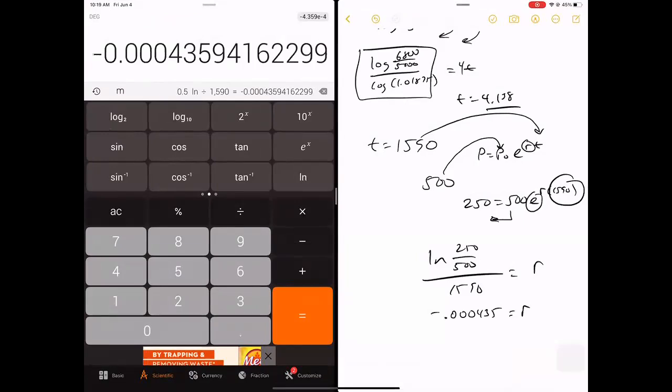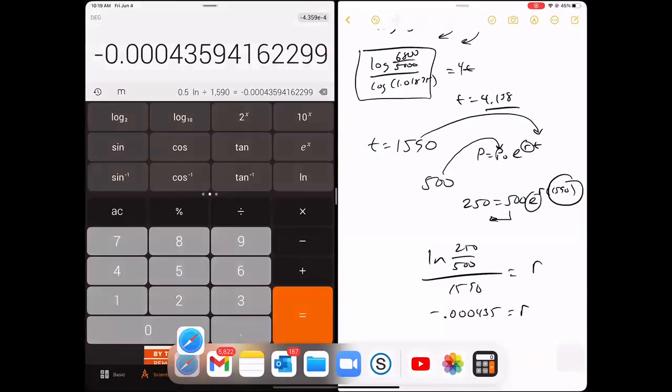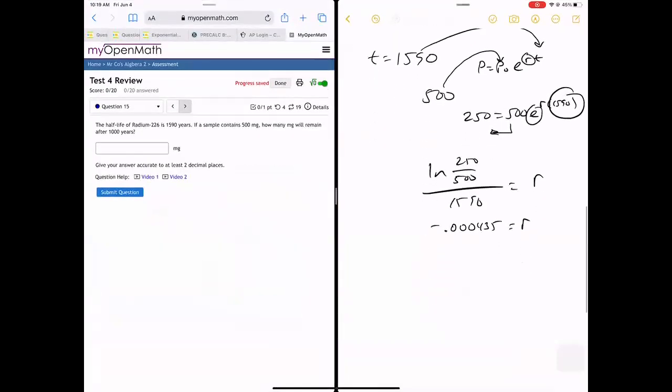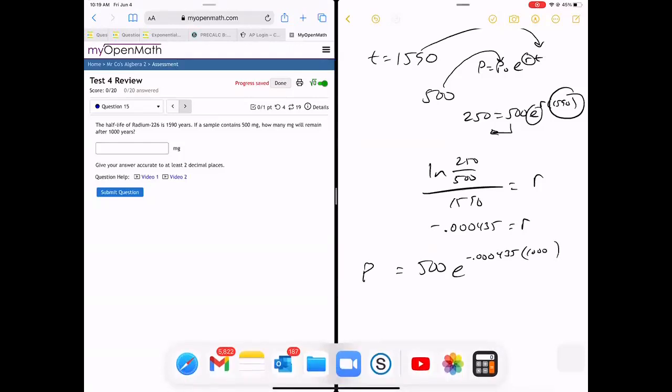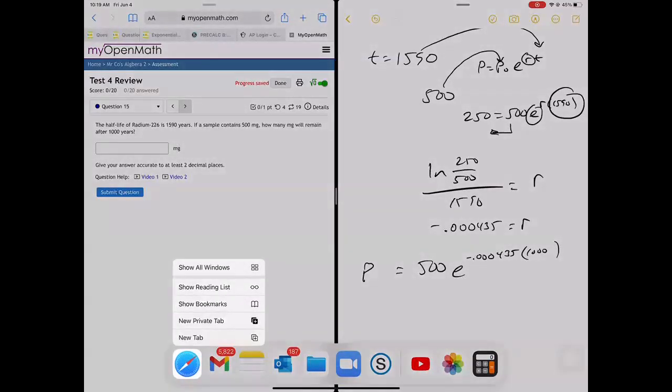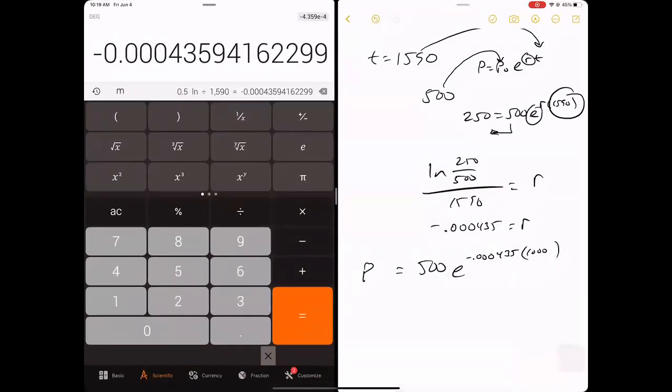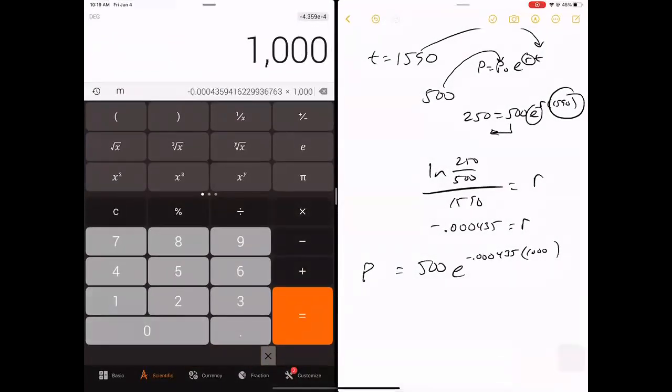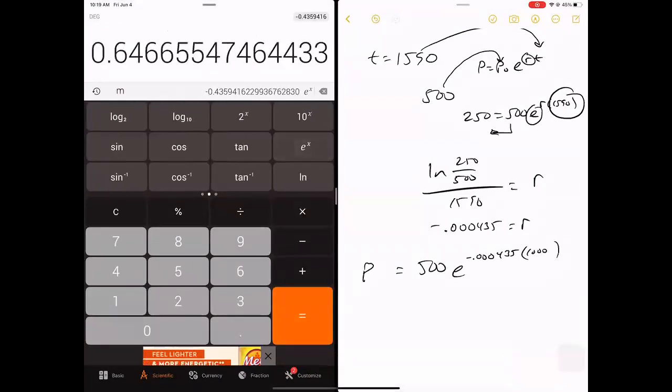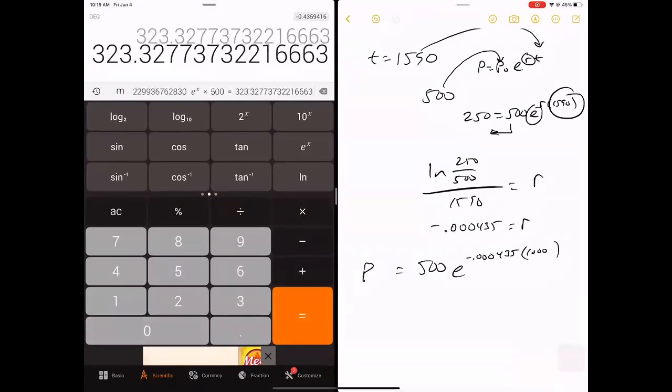Now the next step is for us to predict how much we end up with after 1,000 years. So if I start with 500, e to the negative 0.000435, and we want to take this to 1,000 years, right? And that's how we end it. In physics, we usually use the letter N for these problems, but it's okay. It's just a letter. So I'm going to take this number, multiply this by 1,000, and that's my exponent. I'm going to use the e, then times that by 500. Now, how much would we have left? We would have only 323.